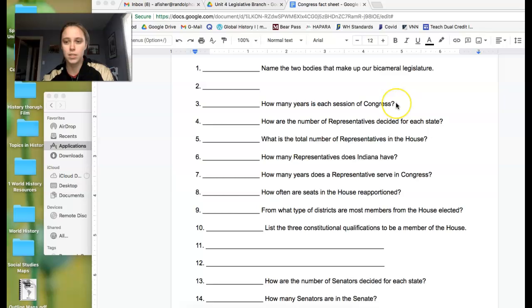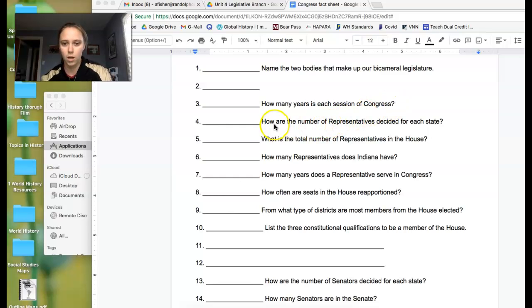How many years is each session of Congress? It is 2. We get a new Congress every 2 years. People will be getting voted in and out every 2 years. So the one that just got elected at this past election will serve 2 years.